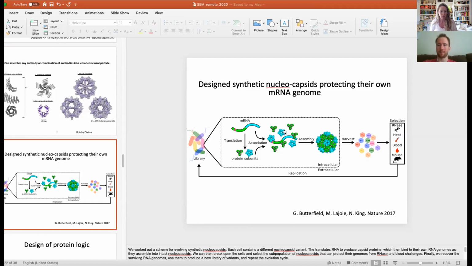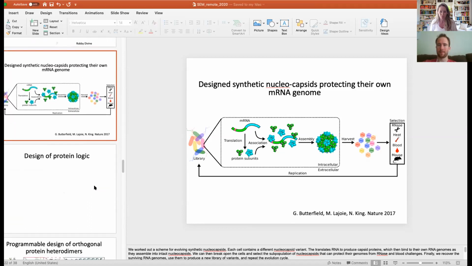We can introduce variation into this system, harvest the particles, and then select in various ways and go around the loop and actually evolve these completely synthetic particles. We're using this approach now to try to develop what we hope will be improved biologics delivery vehicles.